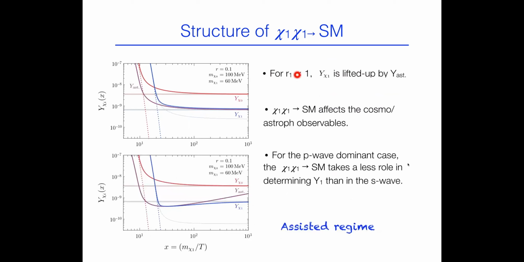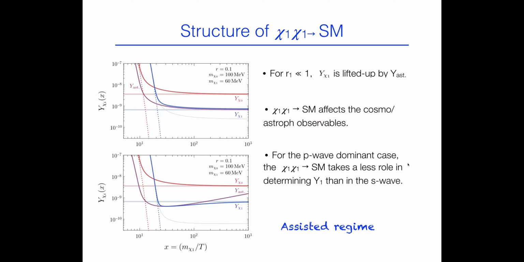As we saw here, when the fraction of light dark matter is much smaller than one, like in this example where the fraction is 10%, the evolution of the comoving number density of light dark matter is lifted up by the Y-assisted effect. Therefore, the light dark matter pair annihilation into the standard model sector, because its annihilation cross section is inversely proportional to the fraction of light dark matter, either squared or cubed, affects various cosmological and astrophysical observables.